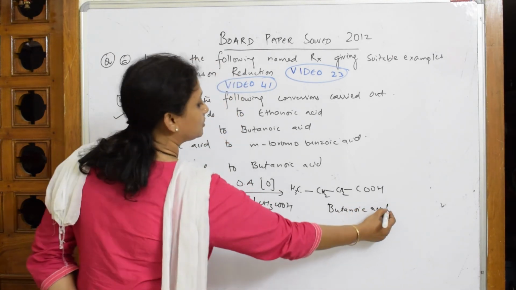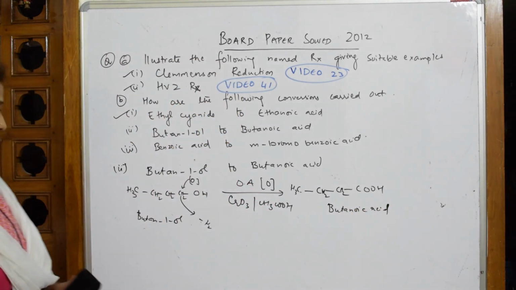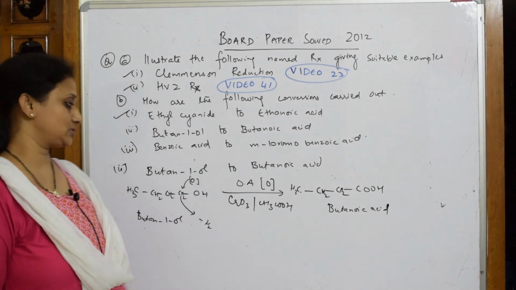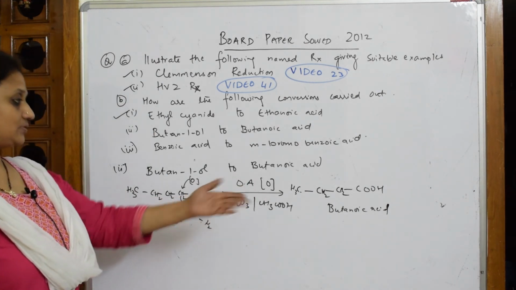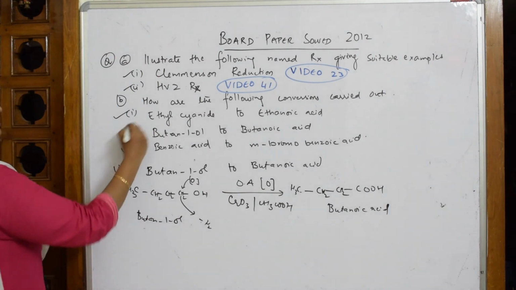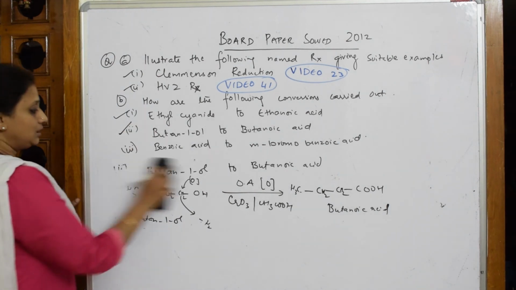That's it. So what do we do? Simple step. Just see, alcohol on oxidation gives acids. So I'm using an oxidizing agent to convert that to that. So I've done the second one. Let us do the third one.